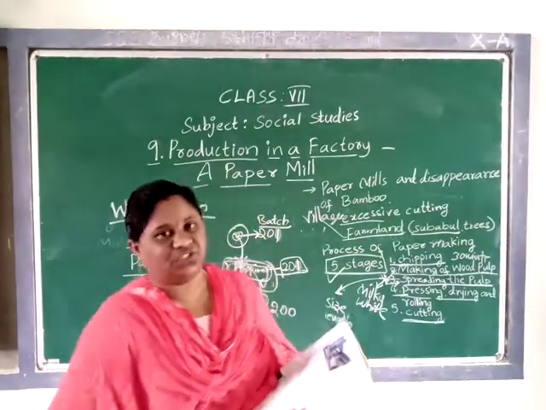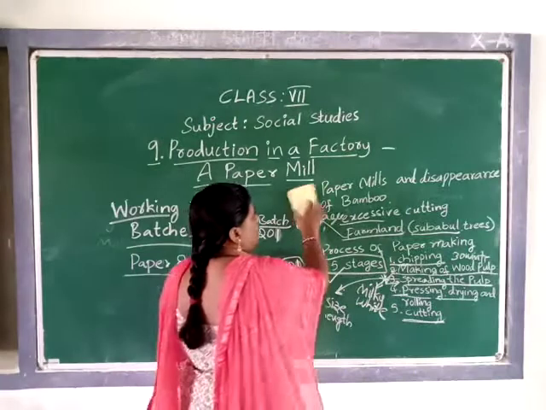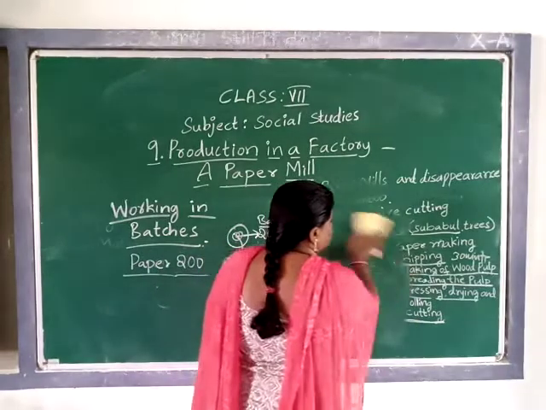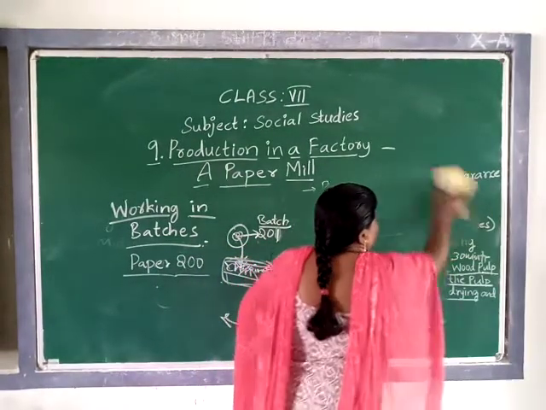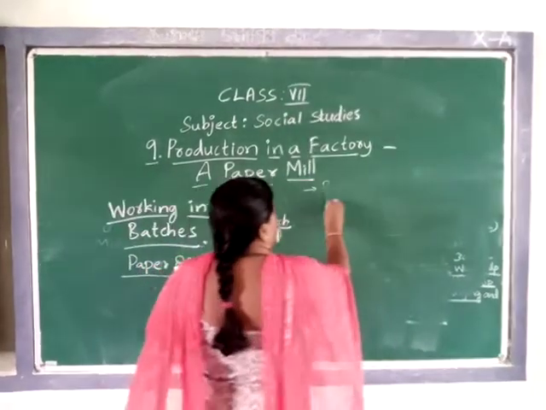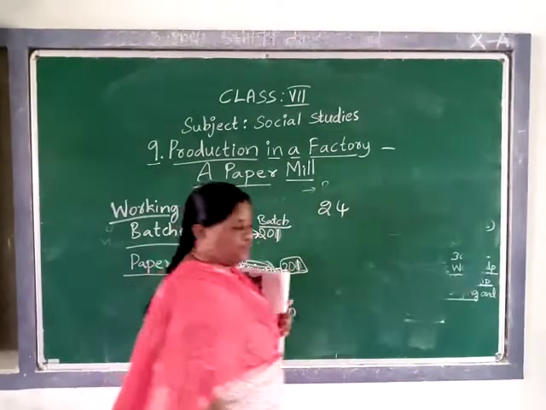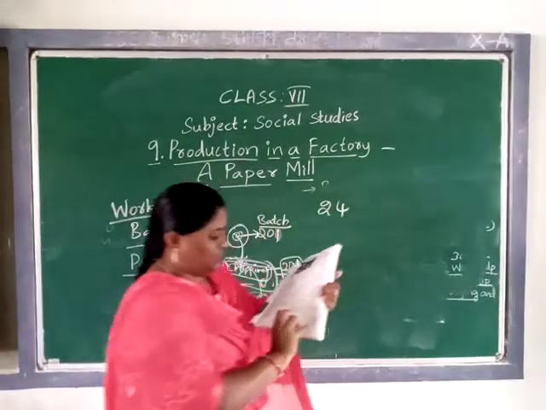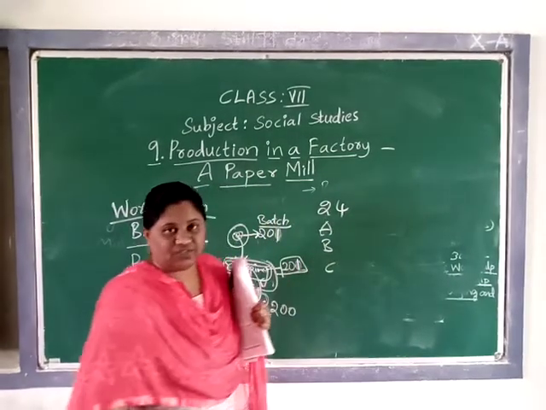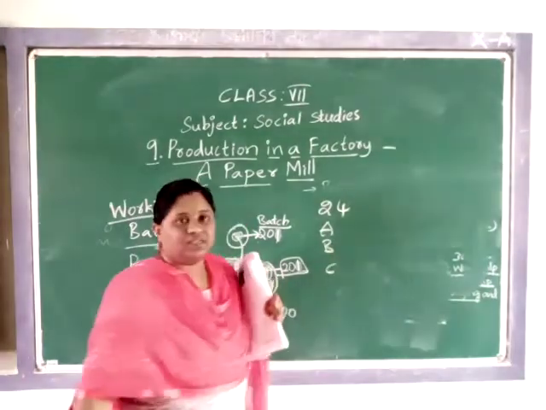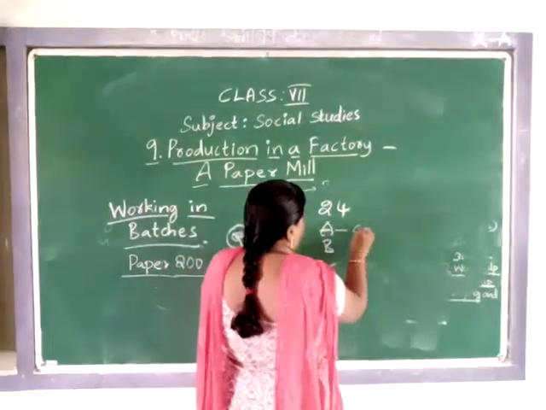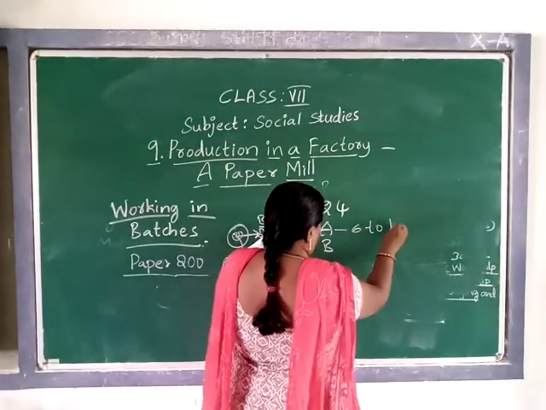Working hours and shifts. Okay. So paper mills run 24 hours. Okay. Not only paper mills, some of the huge factories in some places run 24 hours. Okay. They keep 3 shifts. Okay. These 3 shifts are called A shift, B shift and C shift. Of course, all these shifts have the same working hours. Okay, same working hours. So A shift will start at 6 o'clock to 2 o'clock.